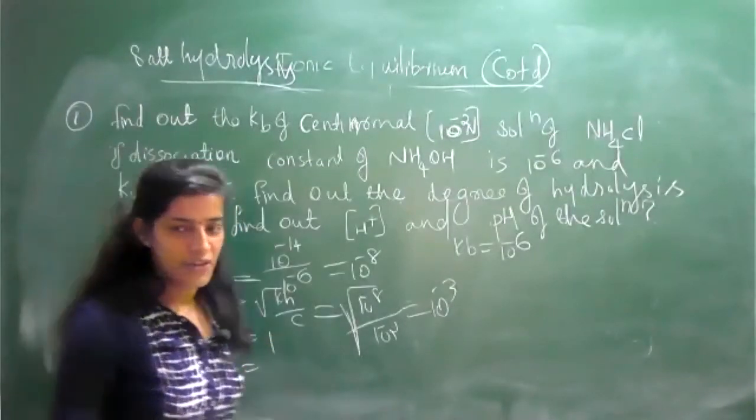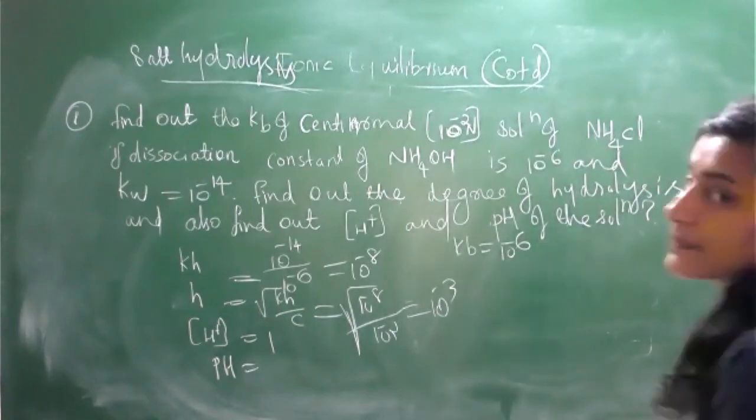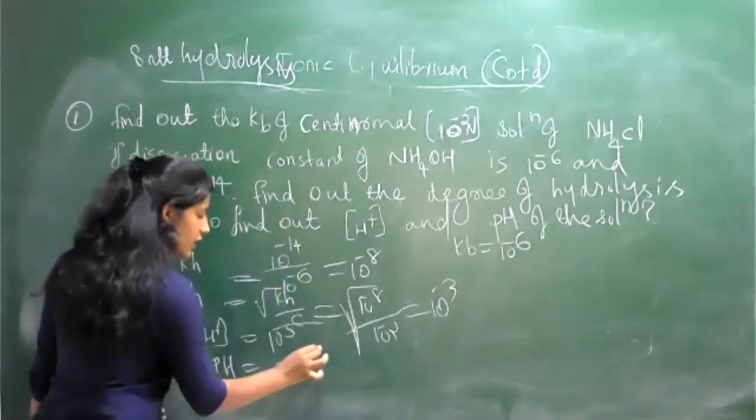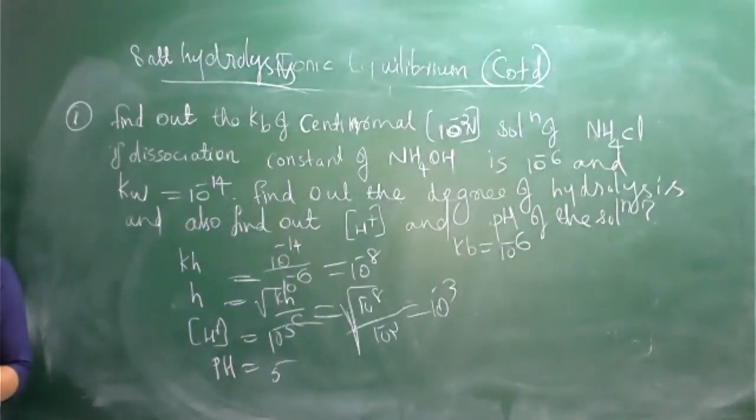Are you correct or wrong? Are you correct or wrong, Dhruv? What happened? It's a simple one, just direct substitution. 10 to the power minus 5. So pH is equal to 5. Yeah, correct.